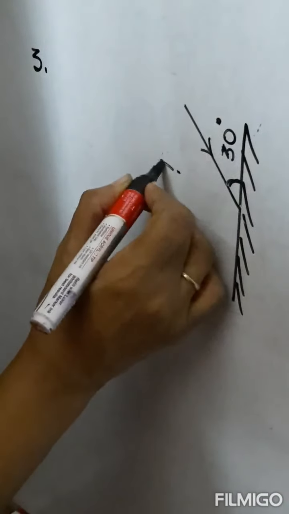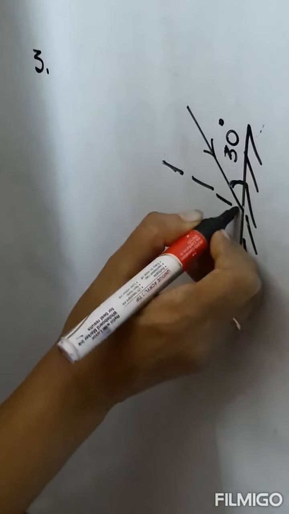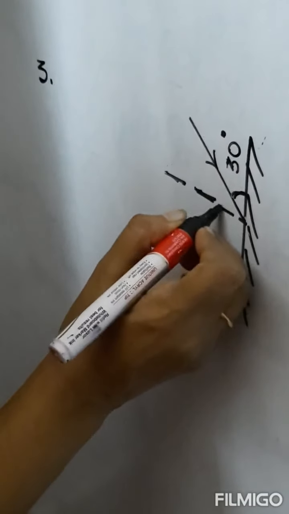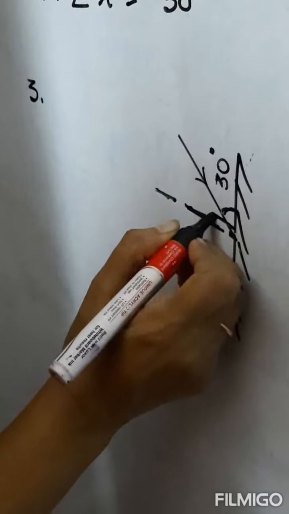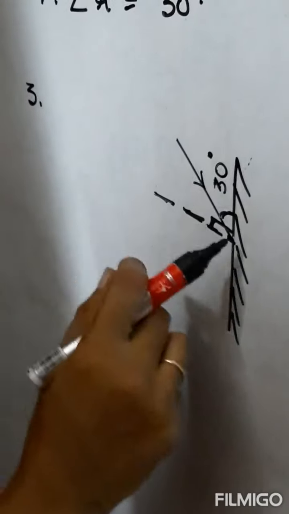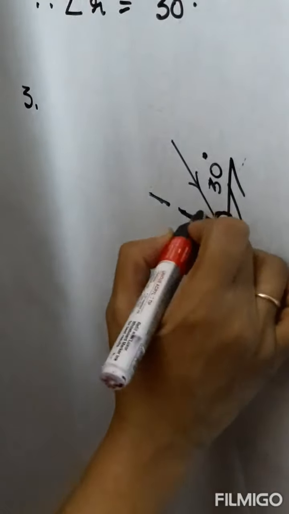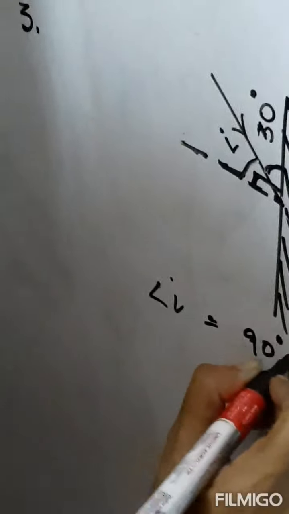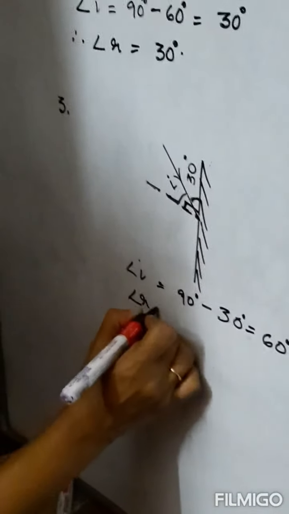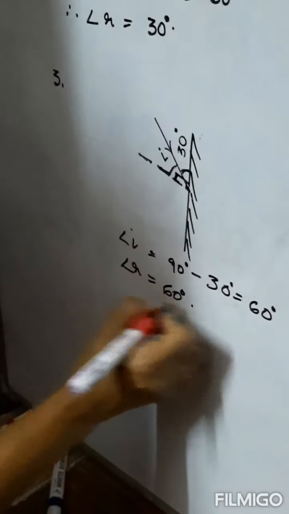We can drop a normal at this point. So this is 90 degree, and we can calculate angle I. Angle I becomes 90 minus 30, that is 60 degree. Definitely angle R will also be 60 degree.